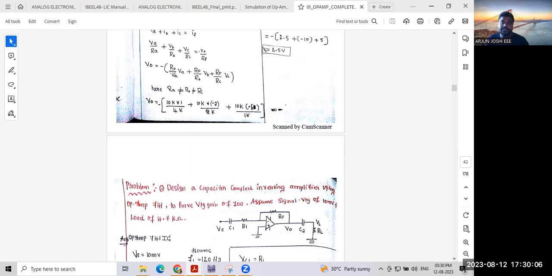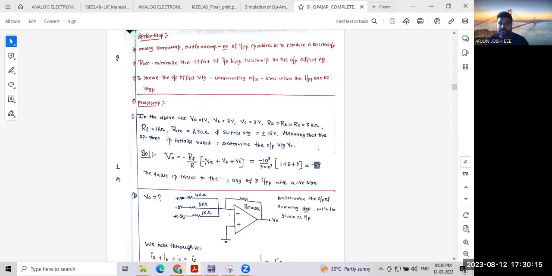In the second problem we have different RA, RB, RC, so I consider them everywhere. In the previous problem we considered only R because all the values are the same, 3 kilo. I hope all of you got it.